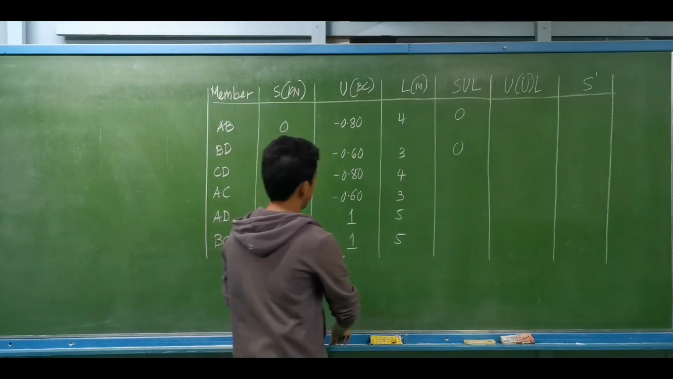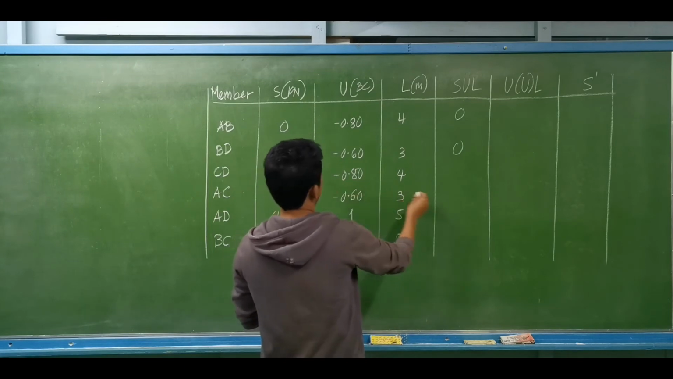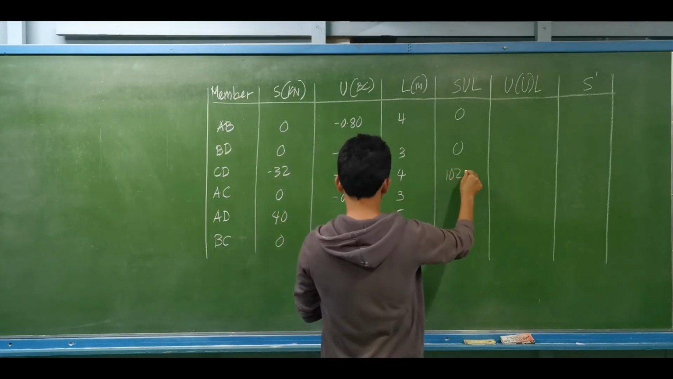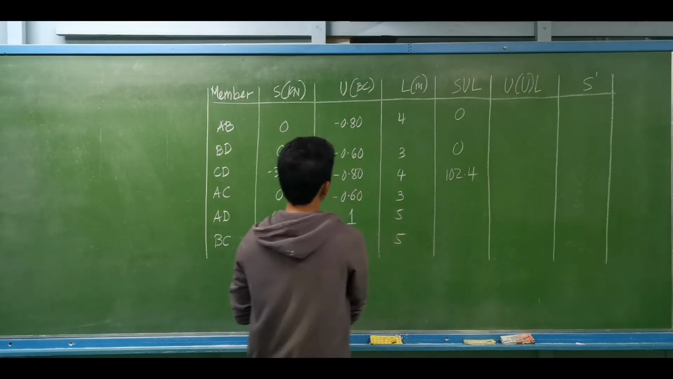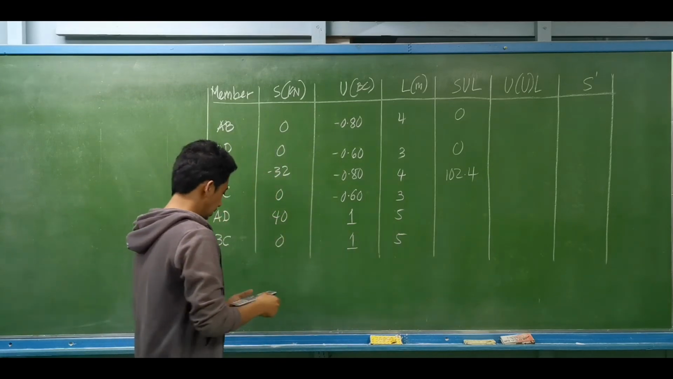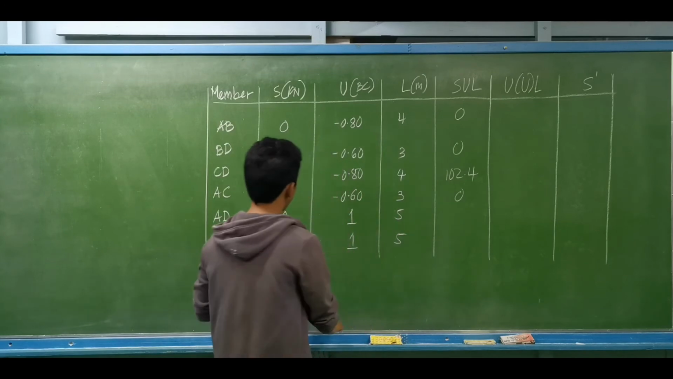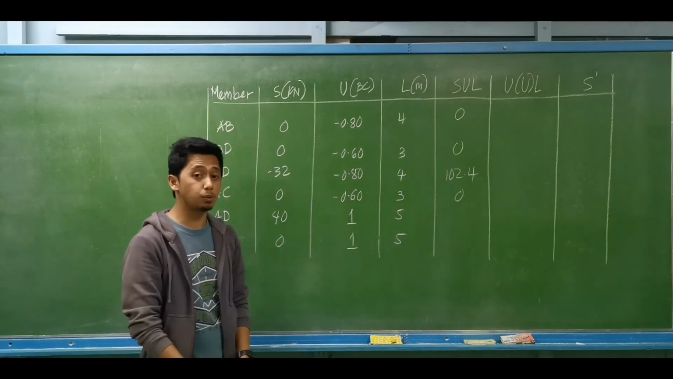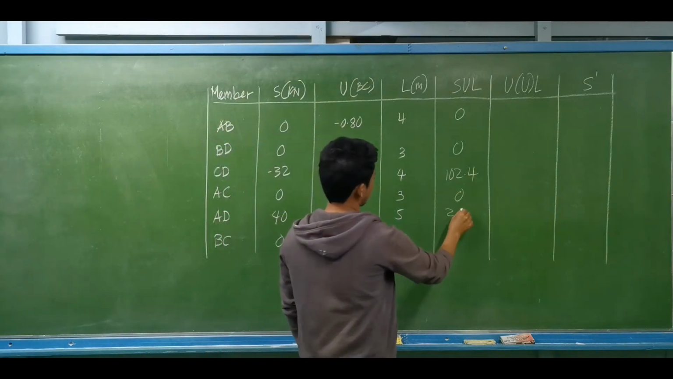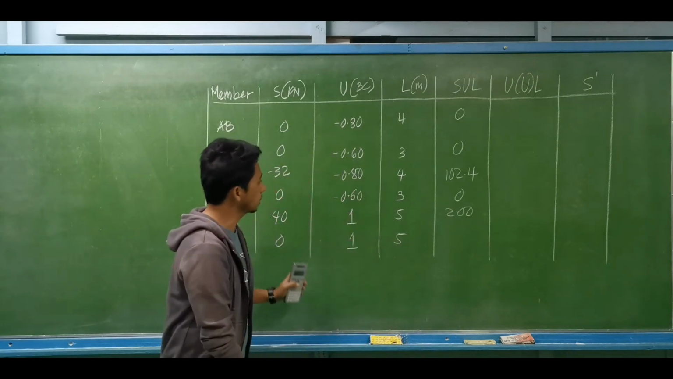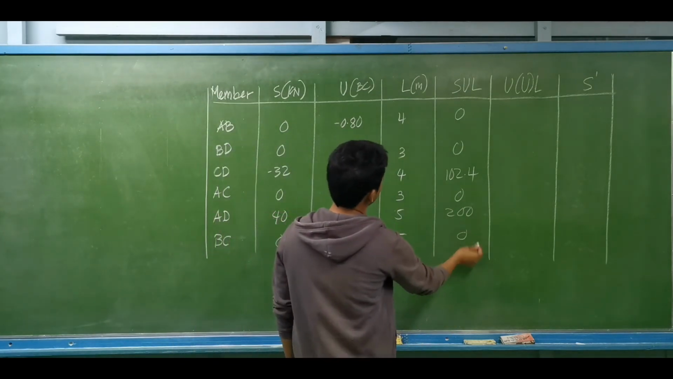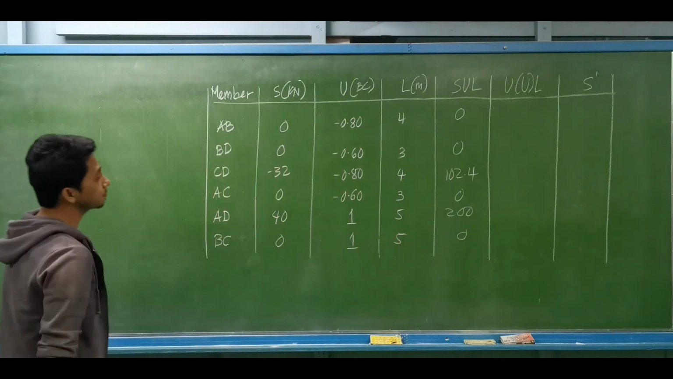So we have that value as positive 102.4. Then this is 0. And we have 40 times 1 times 5. So we have 40 times 5 is 200. And lastly, we have 0. So we have the summation.